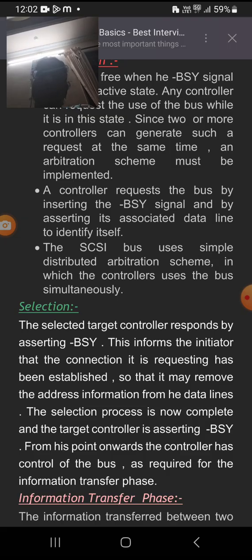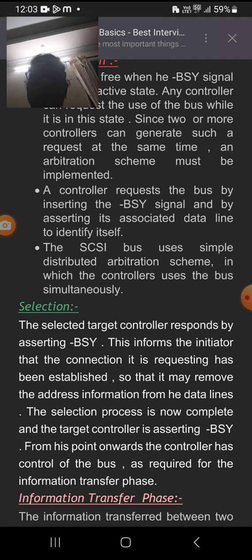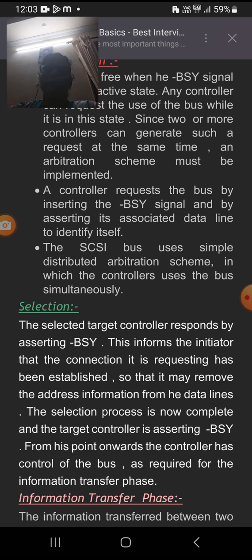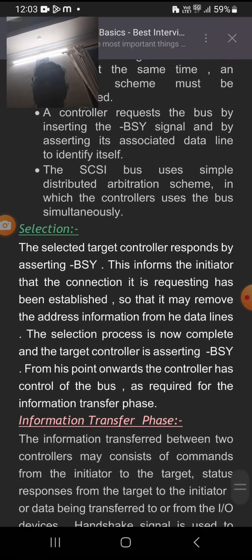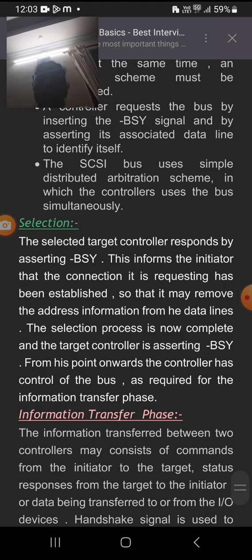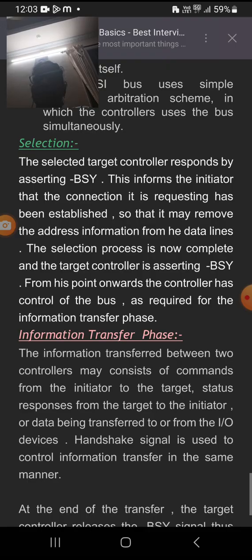Selection: the target controller asserts the busy signal. This informs the initiator that the connection it is requesting has been established, so that it may remove the address information from the data lines. The selection process is now complete, and the new target controller keeps asserting the busy signal. From this point onward, the target controls the bus as required for the information transfer phase.